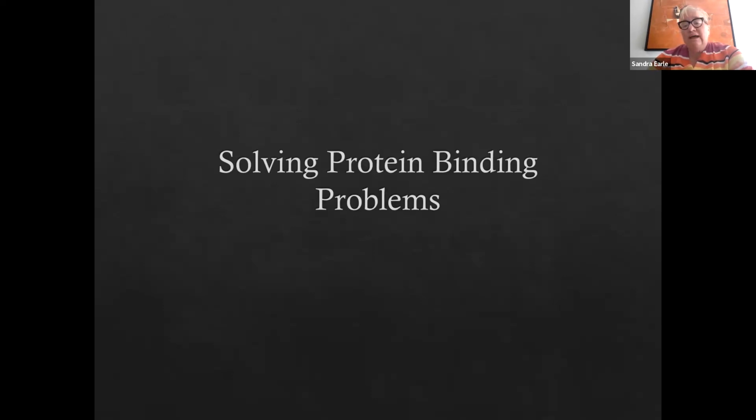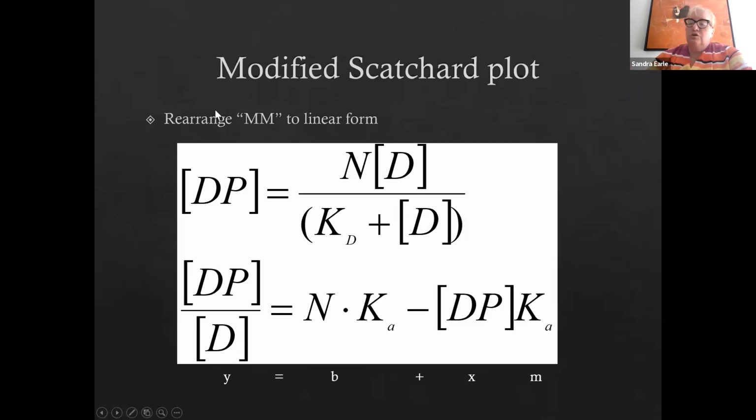Thanks for joining me on this review of an example on how to solve protein binding problems using a linear approach. So we're going to use the modified Scatchard plot, which is rearranging that Michaelis-Menten equation that describes the relationship between the bound concentration of drug and the unbound concentration of drug. And this is the relationship.